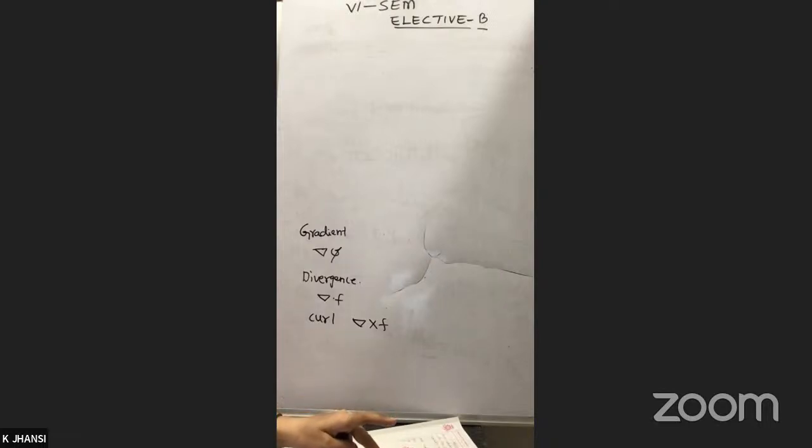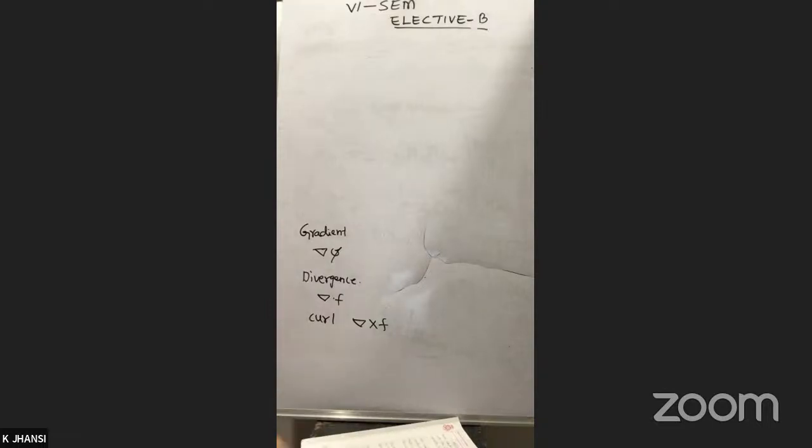So the first one is the introduction to vector algebra. Second, we have the differentiation of some functions. And third is about these three functions: the gradient of a function, the divergence of a function, and the curl of a function. Okay. So this is about block 1.